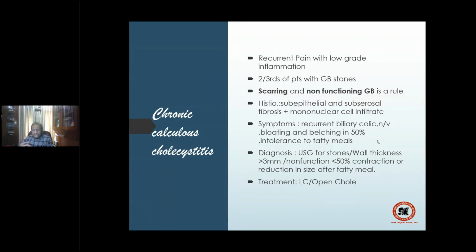The diagnosis, ultrasound, and how would an ultrasound help you? It will show number one, wall thickening. It will show you reduced size of the gallbladder. It will show you non-function, that means less than 50% contraction after a fatty meal. In chronic cholecystitis, feed the patient a normal meal, do a pre-meal gallbladder scan, and within half an hour do a further ultrasound scan. You should have a 50% reduction in size of the gallbladder. If it is less, the patient has chronic cholecystitis. Treatment is of course cholecystectomy.